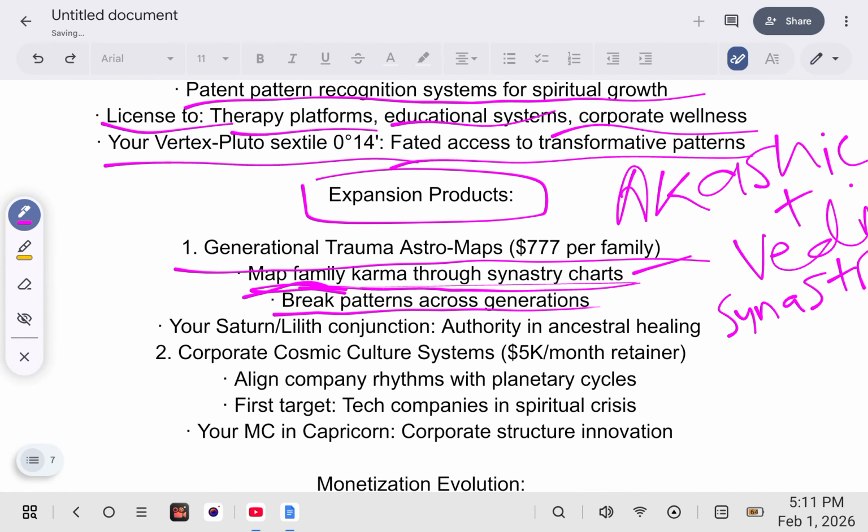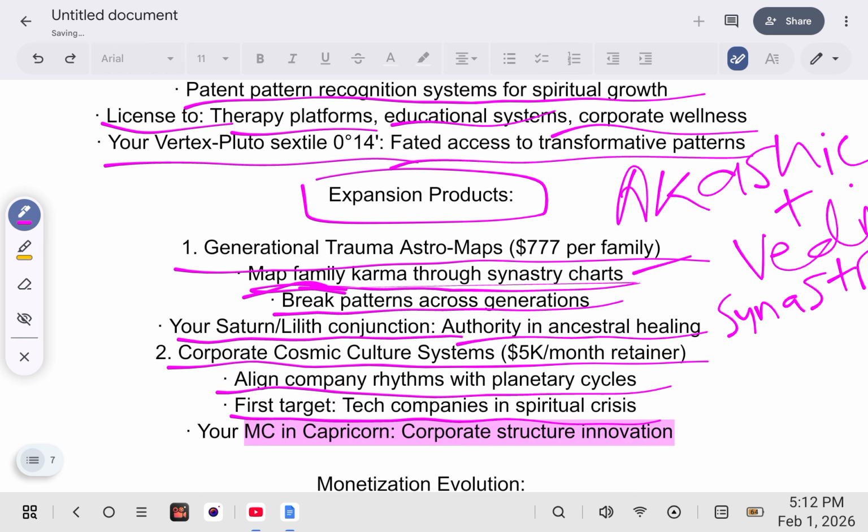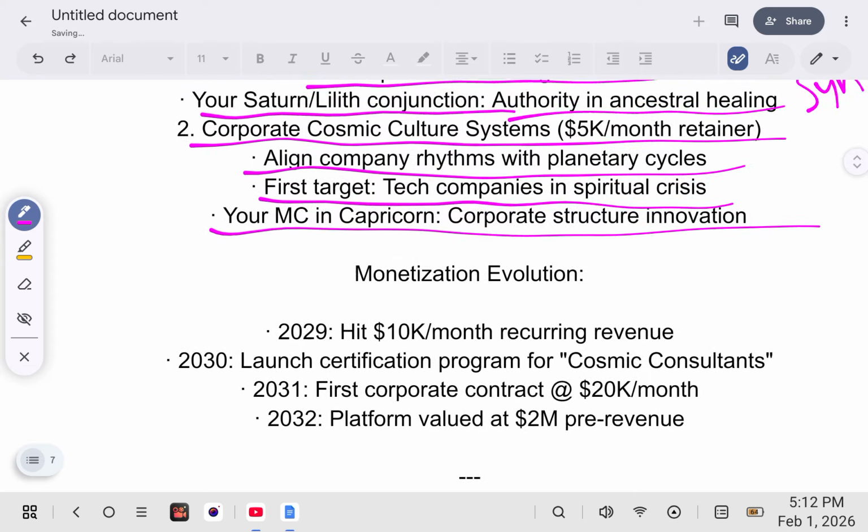Break patterns across generations. I have a Saturn-Lilith conjunction, and that's authority and ancestral healing. Corporate cosmic culture systems, $5K a month, retainer. Align company rhythms with planetary cycles. First target, tech companies and spiritual crises. My midheaven Capricorn, corporate structure, innovation.